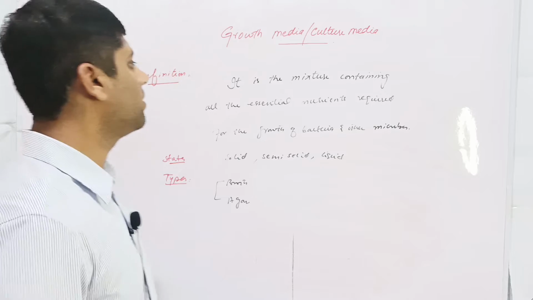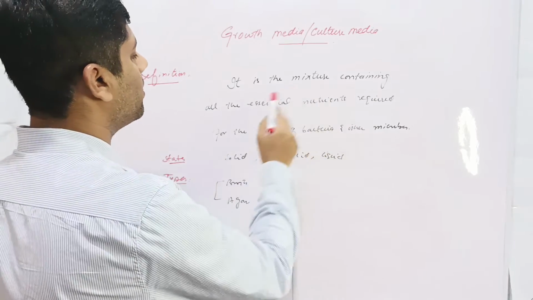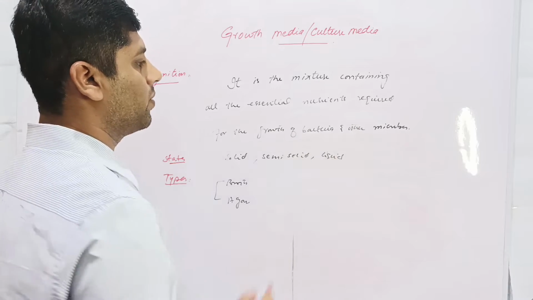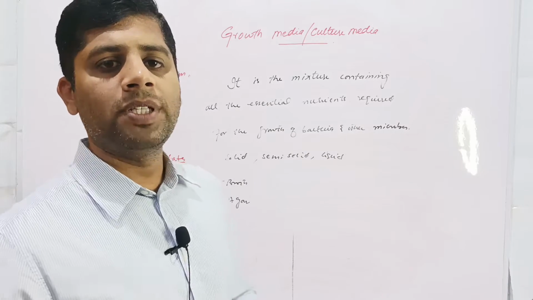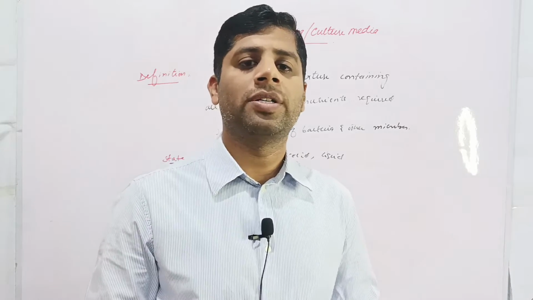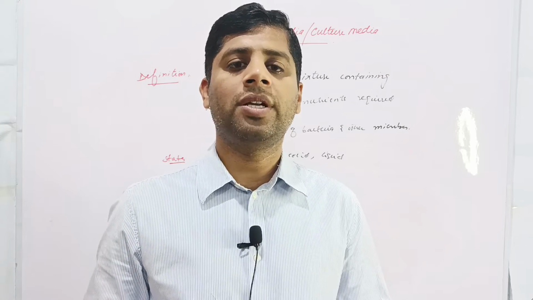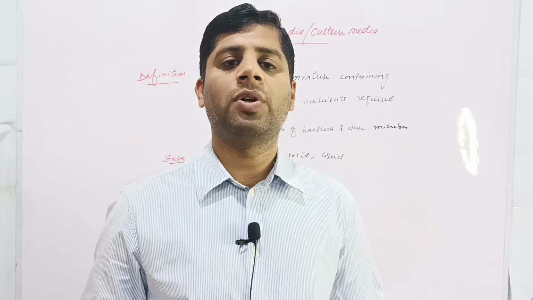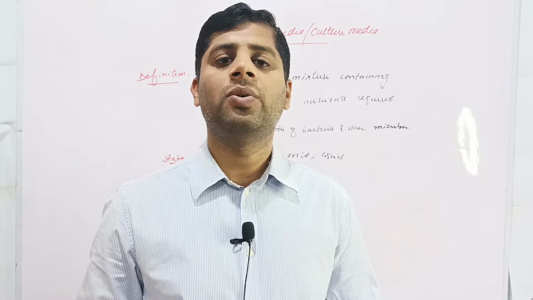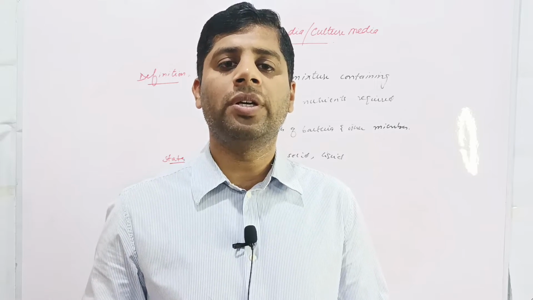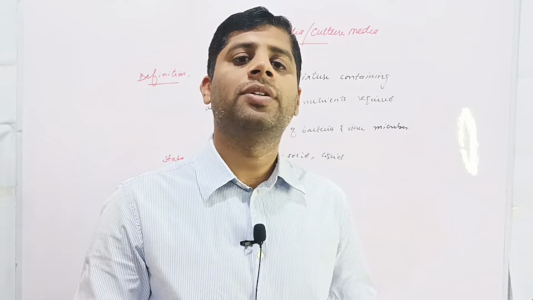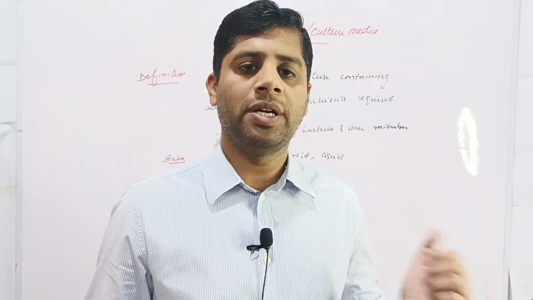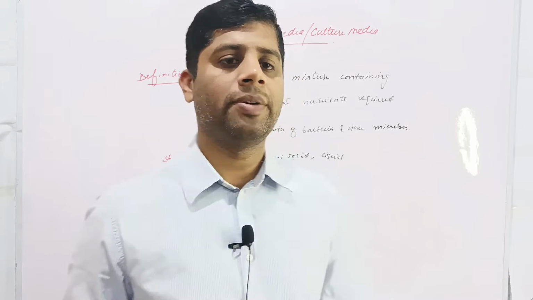So media is the mixture containing all the essential nutrients required for the growth of bacteria and other microorganisms. So media is basically a balanced diet for the microorganisms. It contains all the essential and vital nutrients required for the growth of bacteria. For example, water, amino acids, proteins, carbohydrates, vitamins, enzymes, each and everything is present in the media and is required for the growth of the bacteria. So the bacteria can easily be grown on the media. So this is basically the food for bacteria.